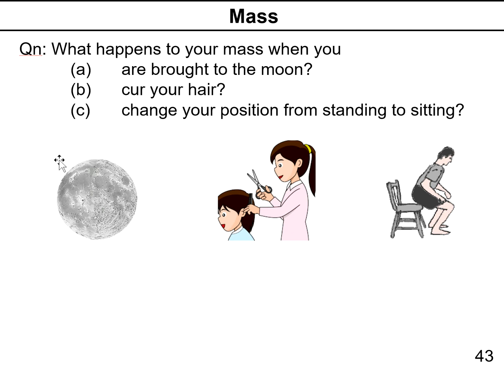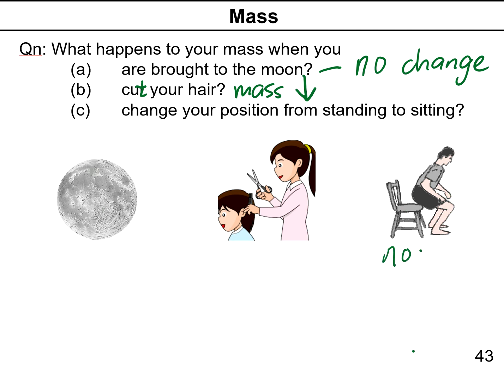So what happened to your mass when you are brought to the moon? When you are brought to the moon, there will be no change in your mass. Remember, mass remains the same wherever you are. If you cut your hair, your mass will decrease because the amount of substance in your body is not the same anymore, right? Some part of the hair is gone. If you change your position, whether you're standing or sitting, the mass will still be the same. So again, there is no change in the mass.